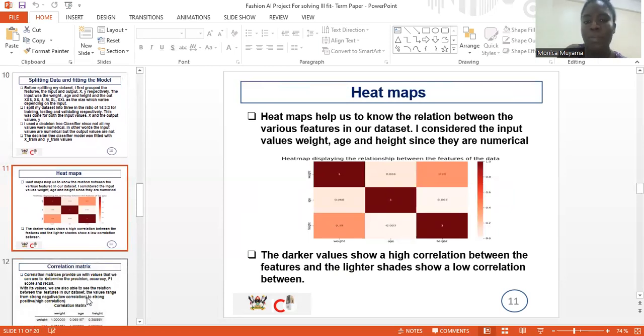Heat maps. Heat maps help us to know the relationship between various features in our dataset. I considered the input values, age and height, since they are numerical. The darker values show a higher correlation between the features, and the lighter shades show a low correlation between the features.